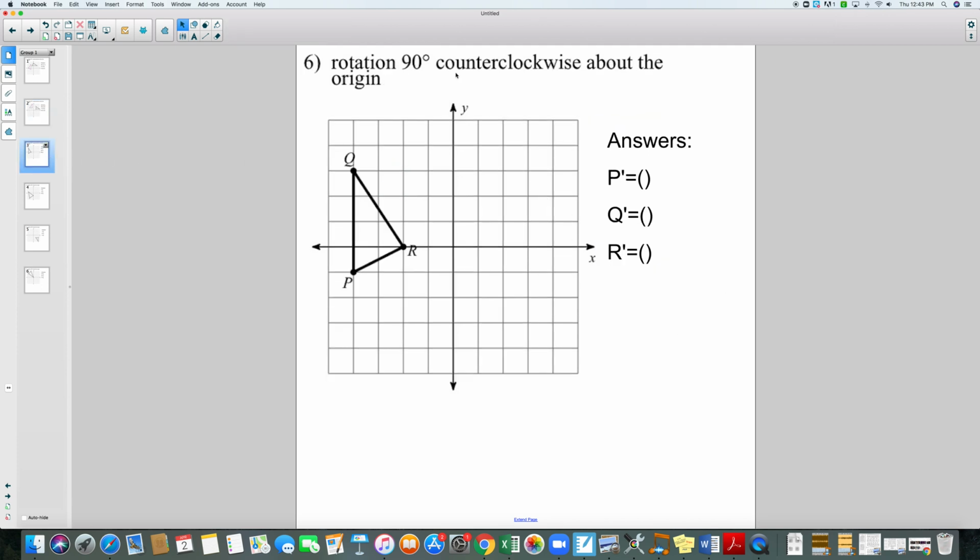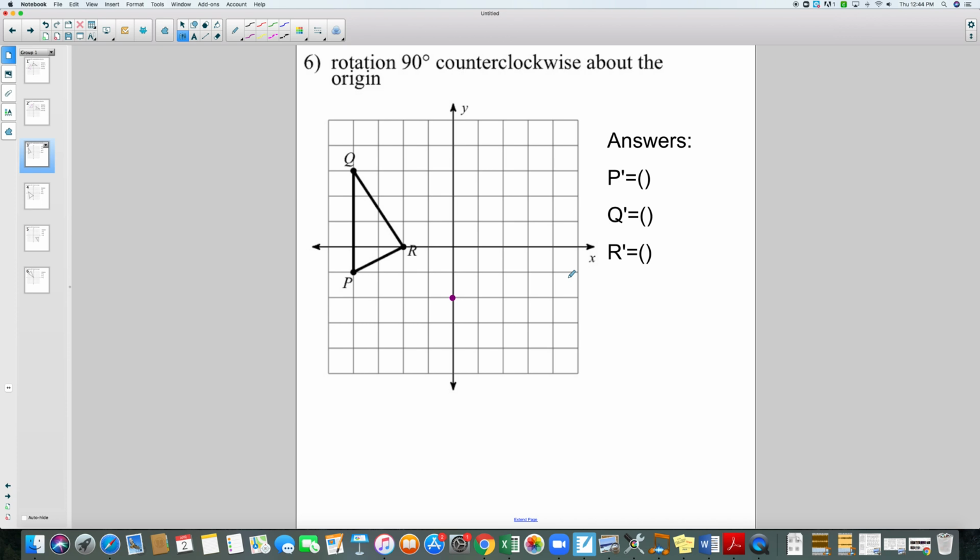Again, rotating 90 degrees counterclockwise about the origin. This one's kind of similar to what we had in the first example. Let's take the easiest point, R. If we're moving 90 degrees counterclockwise, we're going in this direction. From our 0 point, R is 2 away, and it stays on the axis. If we move this point 90 degrees, it's going to be 2 away, and it's going to remain on the axis. That's the easy point.